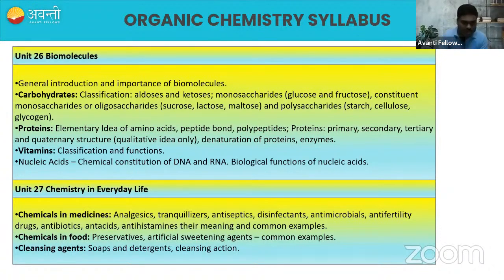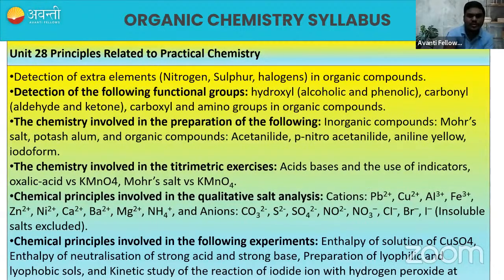Good. Similarly, in the next step, we are going to cover chemistry in everyday life. This is totally a drug-based chapter. In this, we're going to discuss the various types of drugs we have, and what type of drug is useful in which disease. So we are going to read about the following drugs.